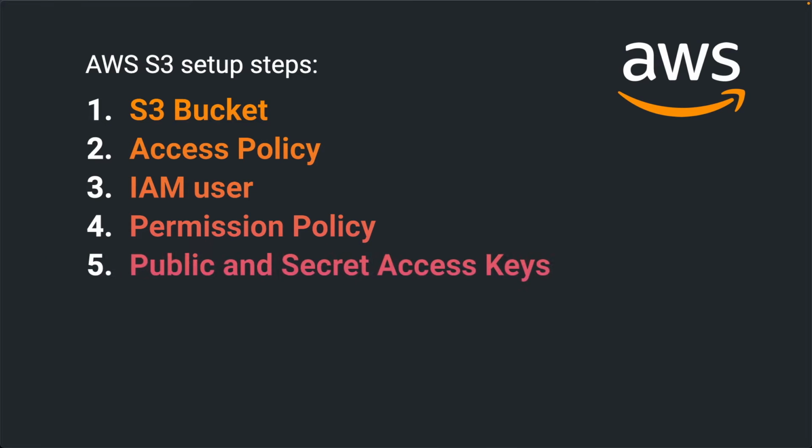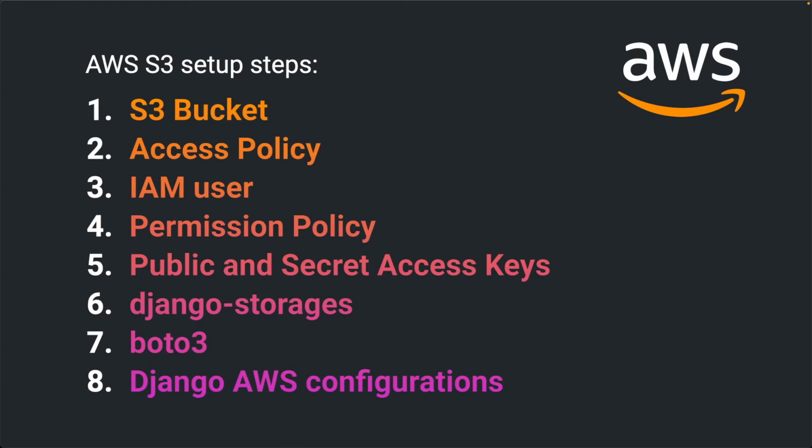Fifth, we create a public and a secret access key, which we need to authenticate our Django app to AWS. Sixth, we install the package Django Storages to connect to our S3 packet. Seventh, we install the package Boto3, which lets Python communicate with AWS. And as last step, we set up all the AWS configurations in our Django application.